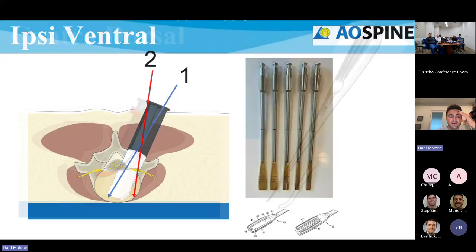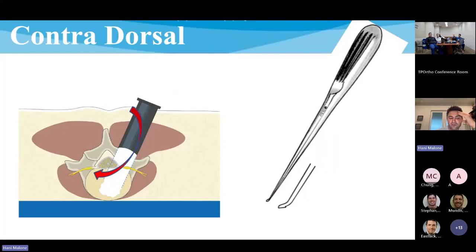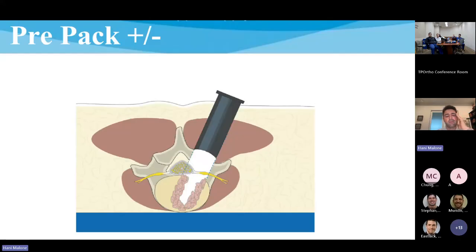And then I like to use a downgoing curette to get just underneath the annulus contralateral, sort of push disc away and really make sure you're getting the cartilage prepped, and then you can remove the free disc fragments. I'm a pre-prep guy, or pre-pack guy, I should say.